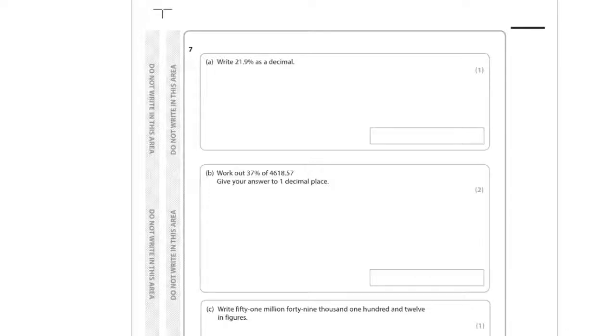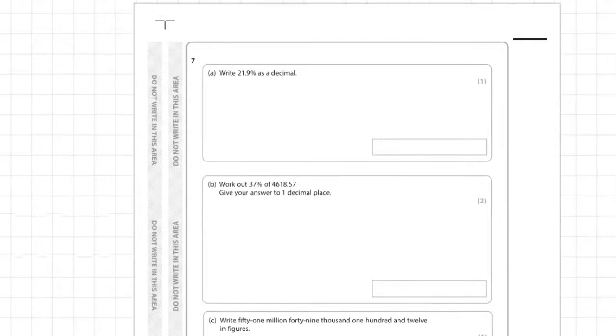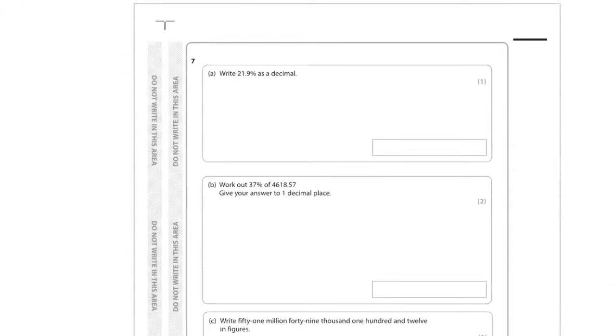Hello, so continuing with the tutor explanation for this functional skills maths practice paper at level 2. We're on to question 7 now, so we'll take a bit of time going through question 7. I'm grouping these together, 7A, B and C. Let's just read it first. Obviously we may well get on to reading it 3 times. So write 21.9% as a decimal.